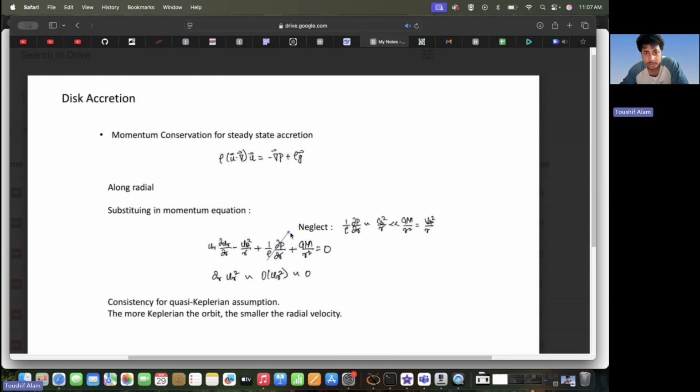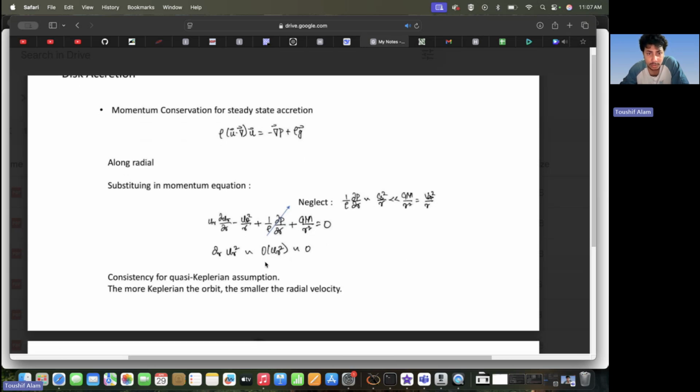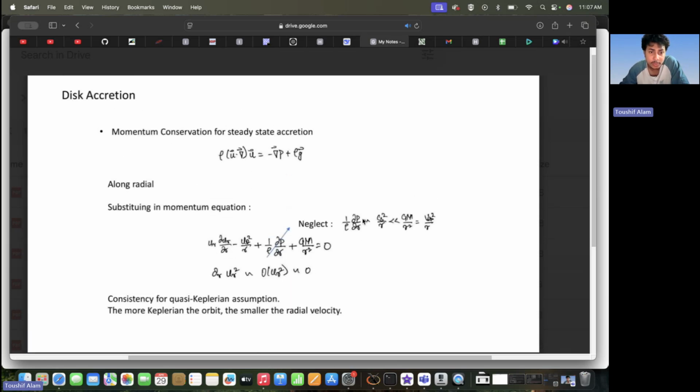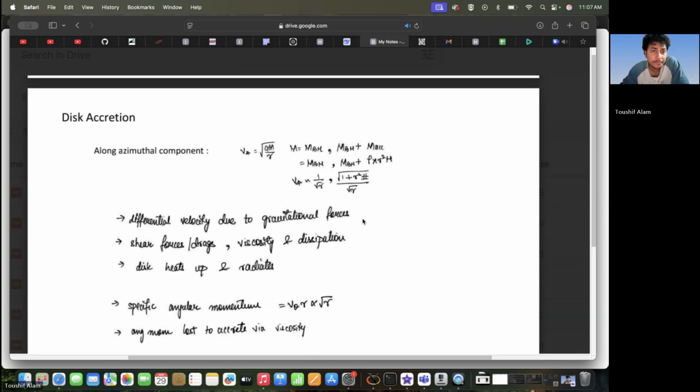Substituting in the momentum equation, we get, neglecting this term, u r del u r. Similarly, del r u r square is of the order of u r square, which is approximately 0. We will negate this term. Consistency for quasi-Keplerian injection: the more Keplerian the orbit, the smaller the radial velocity. Along the azimuthal component, v phi is root over GM by r. M is the mass of the accreting black hole.